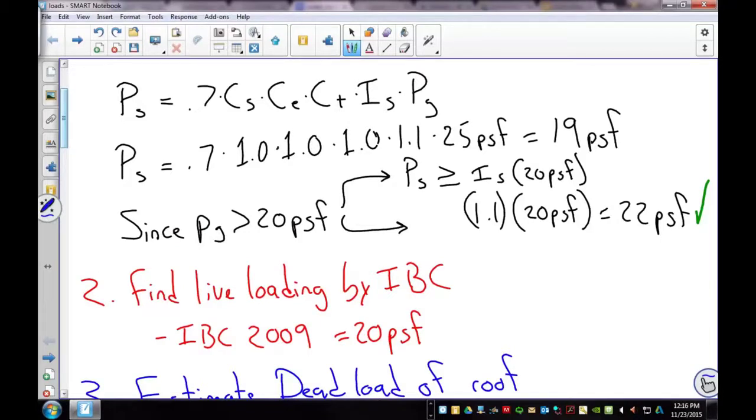So we know we have a live roof. And go ahead and write this down. I'm just giving this to you. IBC of 2009 says our live roof loading is 20 PSF, right here in red. Okay, now that we know that, let's read through 3.